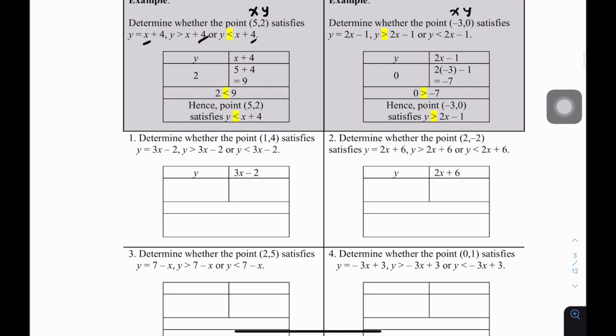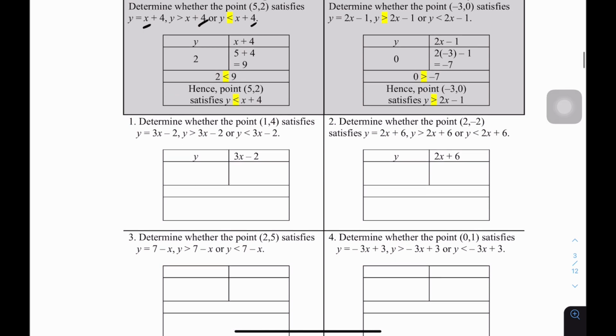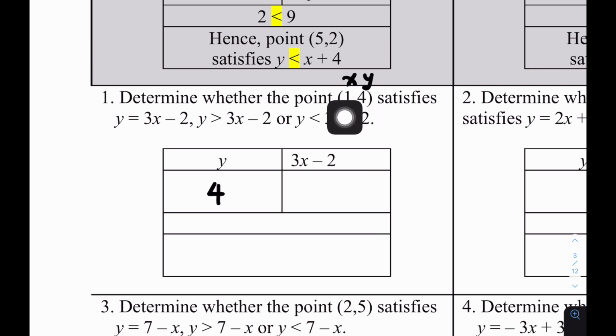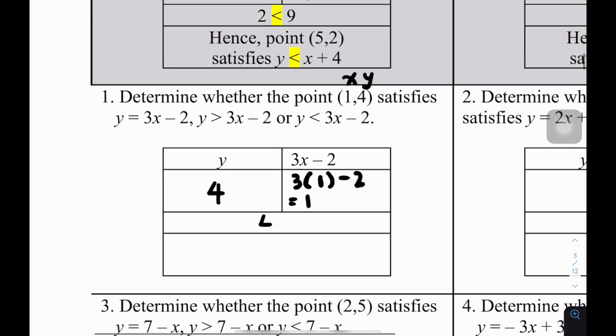Di sini saya akan tunjukkan satu contoh untuk awak. Dalam soalan ini, kita ada X and Y. So the value of Y is 4. So kita tulis 4 di sini. So when Y is 4, X is equals to 1. So kita gantikan. So 3 times 1 minus 2. So 3 darab 1, 3 tolak 2, 1. So it's equals to 1. And we know that 4 is larger than 1.